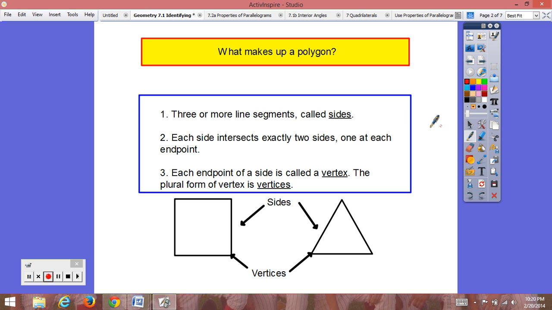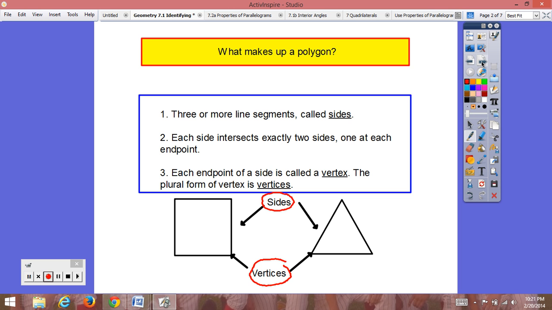So, to start, we have 3 or more line segments called sides. And secondly, each of these sides must intersect exactly 2 other sides, one side at each endpoint of that segment. And where these side lengths meet at the endpoints is called a vertex. The plural form of vertex is vertices. So we can see here in our diagram we have our sides, arrows pointing here and here, and we have our vertices pointing down here and here at the corners.